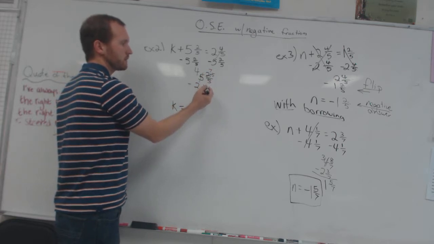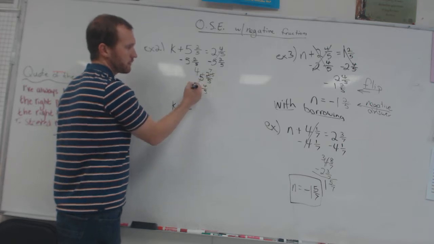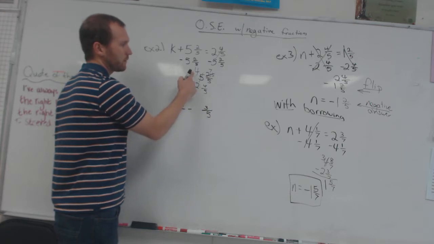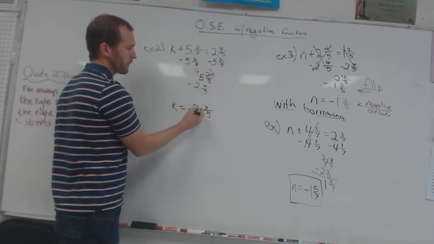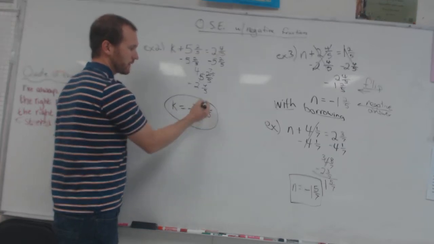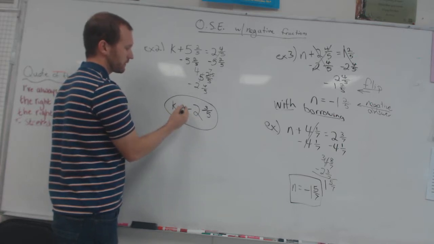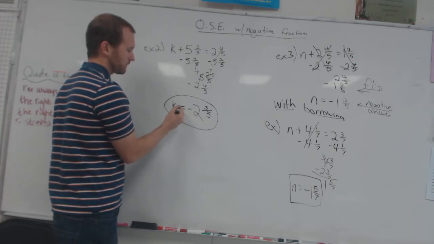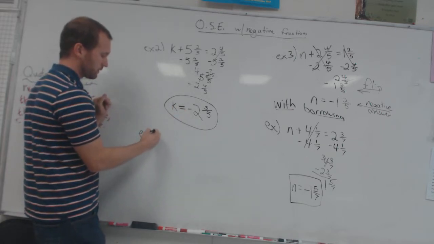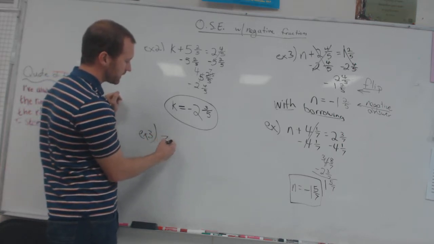7 minus 4. How many fifths do I have? 7 minus 4, 3. 4 minus 2 is 2. Oh, I'm so glad I wrote this negative here already, because now I don't have to remember it at the end. So my answer K equals negative 2 and 3/5. What? The more you know.